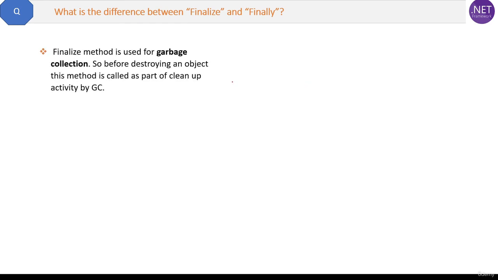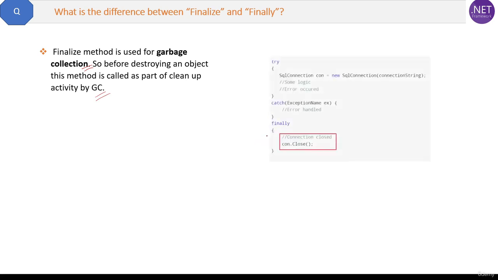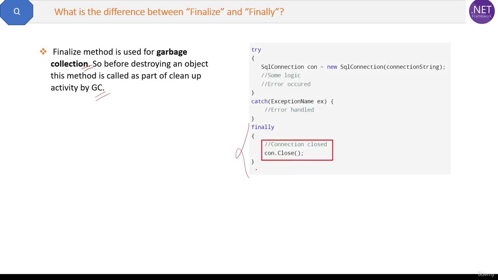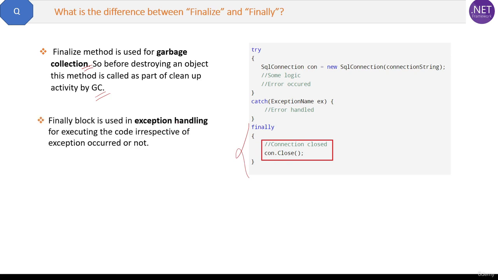What is the difference between finalize and finally methods? There is no relation between these except that their names are somewhat similar. The finalize method is used for garbage collection. So before destroying any object, this method is called as part of the cleanup activity by the garbage collector. On the other hand, if you see this code, you will know the finally block is used in exception handling. So the definition is: the finally block is used in exception handling for executing code irrespective of whether the exception occurred or not.